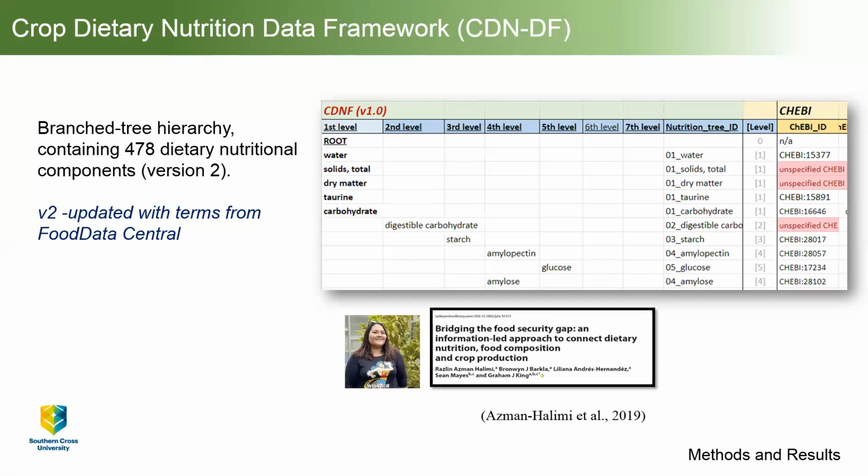This hierarchy has been considered for the main design of the CDNO, reusing the classification of dietary nutritional components. Also, it is important to mention that the CDN-DF is the only source with semantic equivalent associations to ChEBI. So that's really helpful for us in the development of the CDNO.